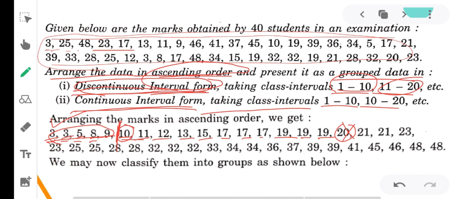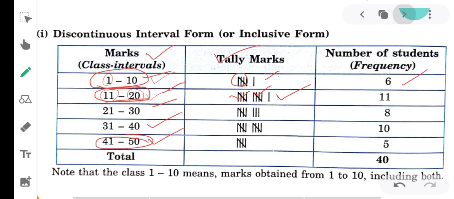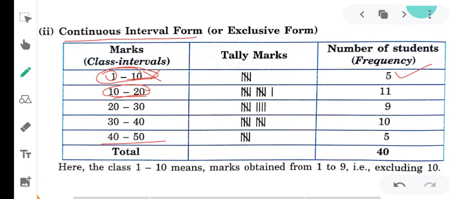So the frequency will be 1, 2, 3, 4, 5, 6, 7, 8, 9, 10, 11. So the frequency of this interval is 11. Sorry, not this one, this one. The frequency of this interval is 11. Clear?